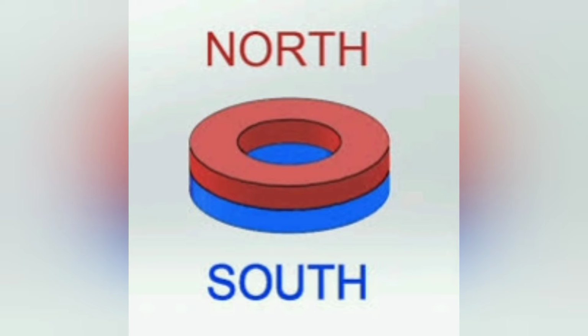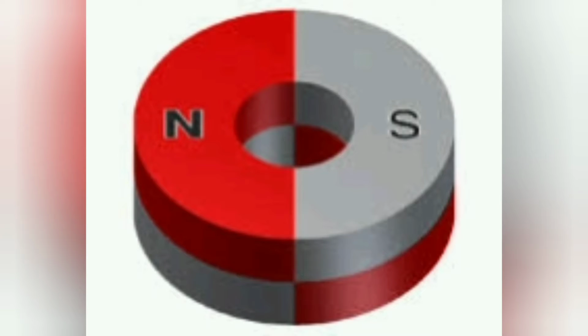If we imagine the circle magnet to be axially magnetized, then the north pole is on the upper side and the south pole is on the lower side. But here it is diametrically magnetized. So you can see the north pole is on the left side and the south pole is on the right side on the upper half, and on the lower half of the magnet, the right side is the north pole and the left side is the south pole. So it depends upon whether the circle magnet is axially or diametrically magnetized.